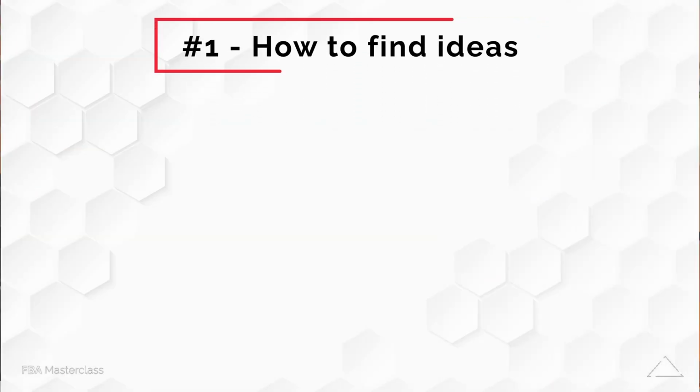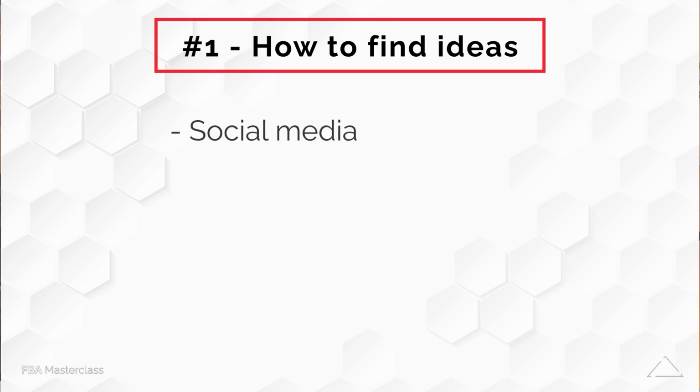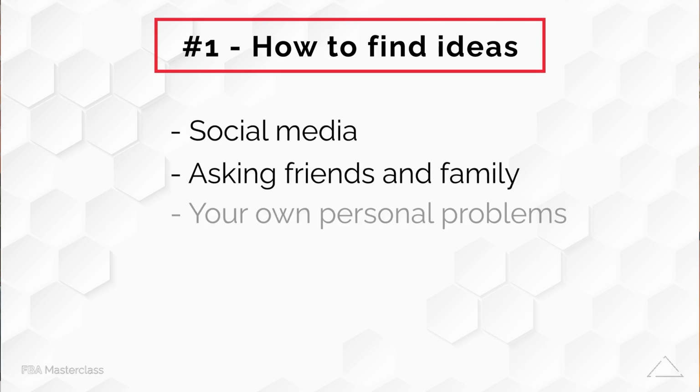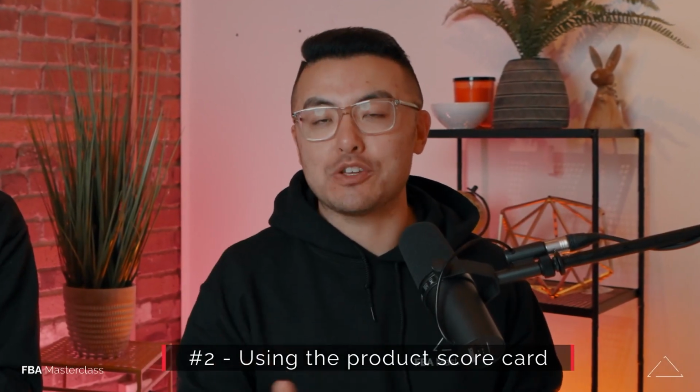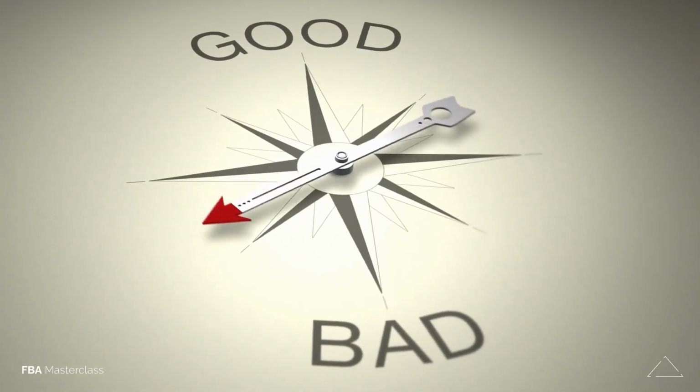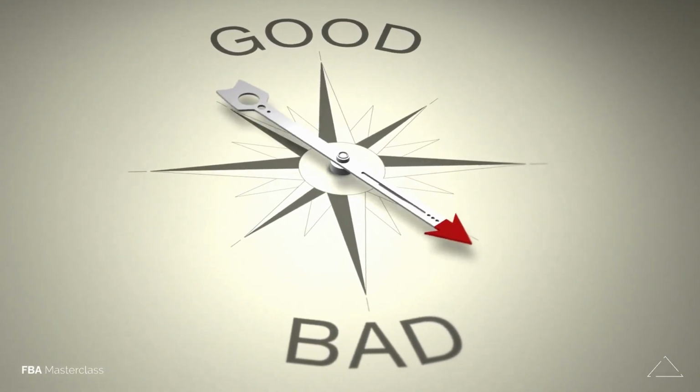So what we're going to teach you in this particular module is, number one, all the ways to find ideas. So that's like, how to use social media, how to ask your family and friends, what your own personal problems are. So you're going to generate a list of ideas. And then we're going to put them through our product scorecard. And then by the end, you're going to know, okay, out of all the ideas I had, what's a good idea? What's a bad idea? And then focus more of your time, obviously, on the good ideas.